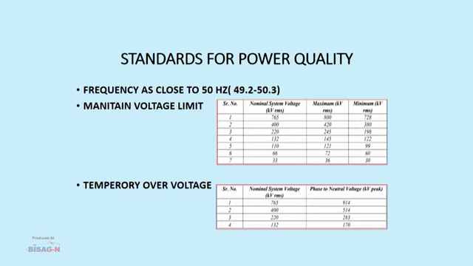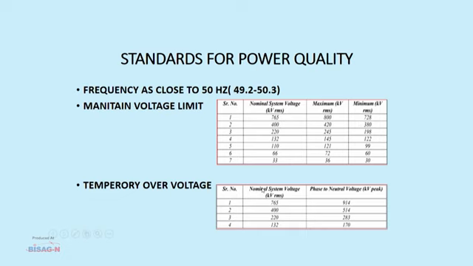Now the power quality standards have been very briefly given by the Central Electricity Authority. They are as follows. Frequency should be close to 50 Hertz. In our case, 49.2 to 50.3 Hertz. We have to maintain a voltage limit. Maximum and minima are as shown. For 33 kV, it is from 30 to 36 kilovolt, and for 765 kV, it is from 800 to 728 kV.